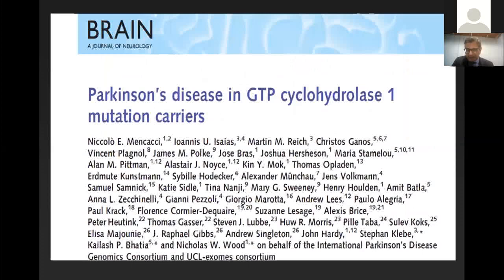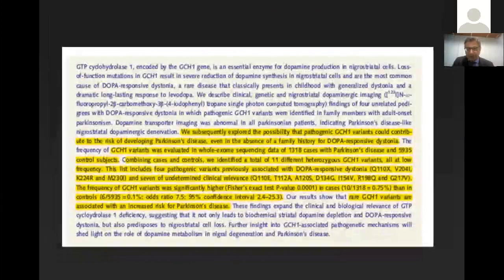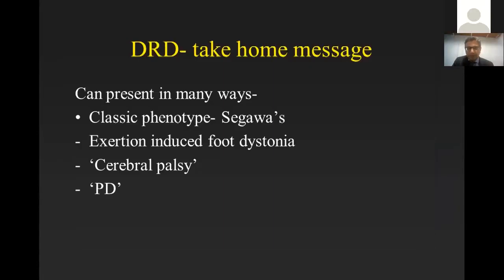And that led us to wonder whether GTP1 cyclohydrolase is a risk factor for developing later onset Parkinson's, and that indeed turned out to be the case in this particular paper. So the take-home message for you, however, is that dopa-responsive dystonia can present in many ways. The classic phenotype, as shown in that young man, was the Segawa form with diurnal fluctuation, with exercise-induced foot dystonia in some patients, but also cerebral palsy.